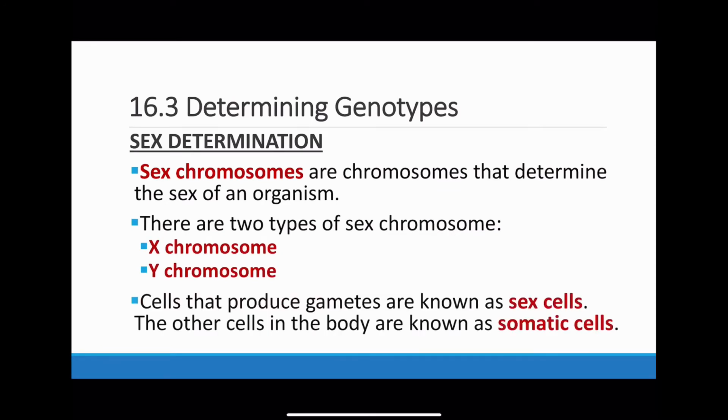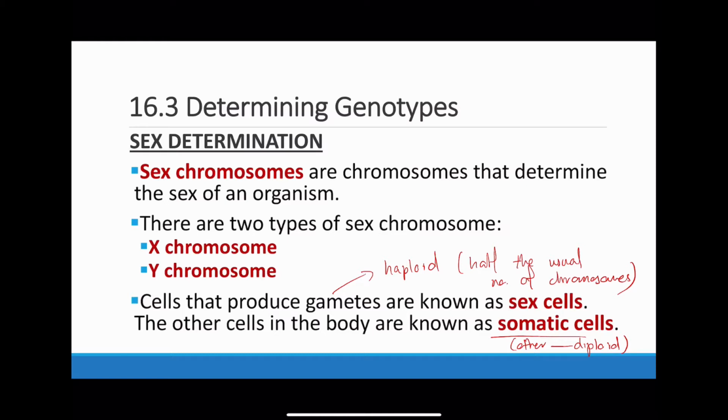Cells that produce gametes are what we call sex cells. They produce gametes, and if you recall, gametes are all haploid, so they have half the usual number of chromosomes. The other cells in your body are called somatic cells. These are all the other cells, and they have a diploid number of chromosomes, which means the original actual number of chromosomes. For humans, that's 46.